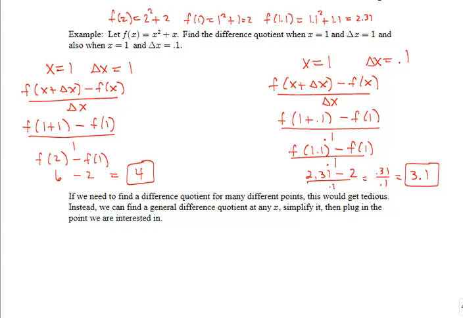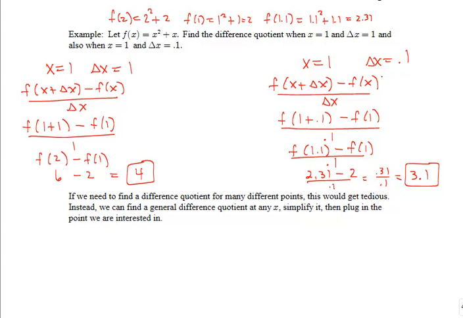Now what if I asked you to find several difference quotients for this same function, but for different values of delta x? So say I wanted to find the difference quotient when x was 1, but when delta x was 0.1, 0.01, 0.0001, and so forth. It's going to get pretty tedious to have to redo these calculations every single time for a different delta x.